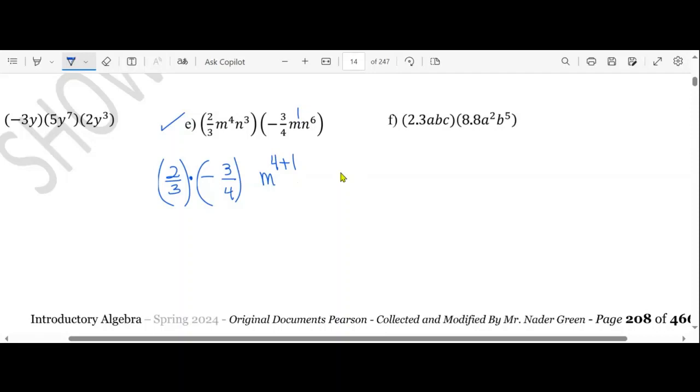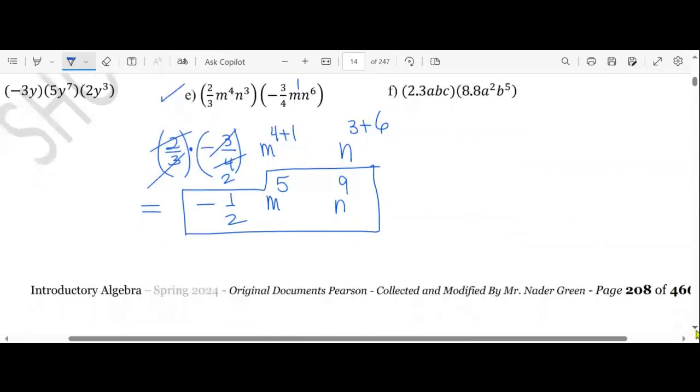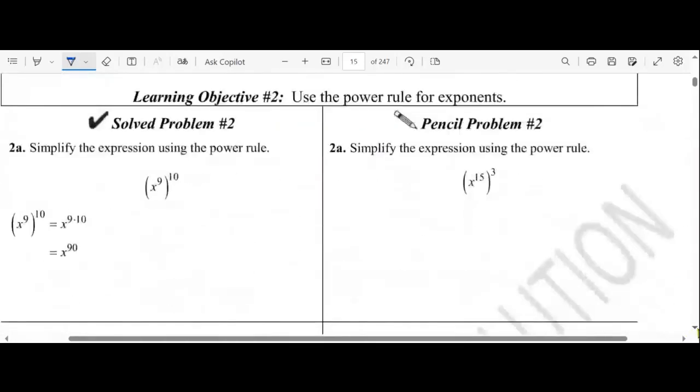Plus 1. Okay, and n, how many n do we have? 3. So total how many m? 5. And then 9. Very good. Now can I cancel the 3 with the 3? Can I cancel the 2 with 2? Yeah. So it's going to give you what? Half. That's your final answer. Easy as easy. If you understand, raise your hand. Okay, and you do the same thing for the remaining. Okay, let's move on to the next one.